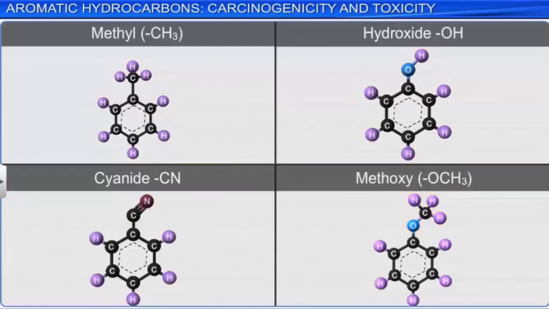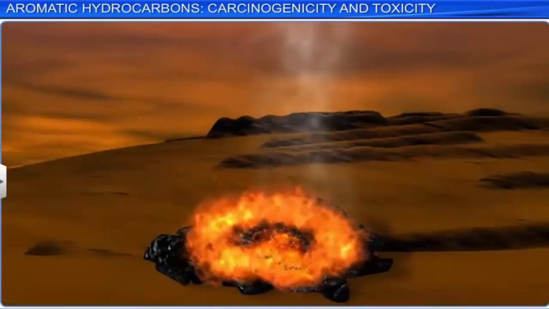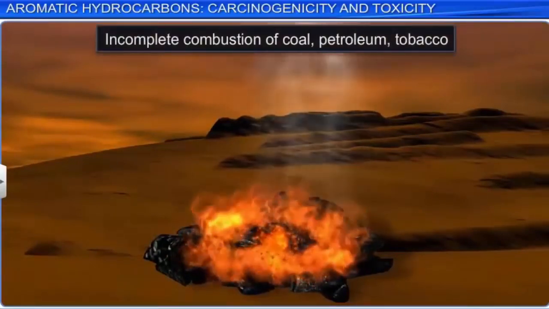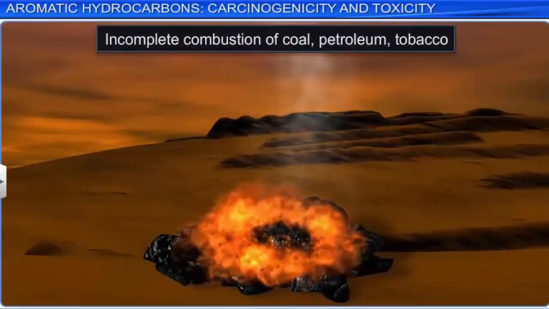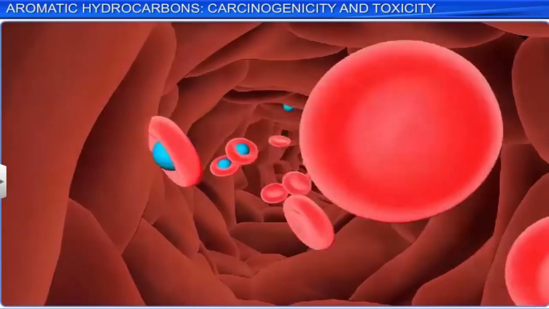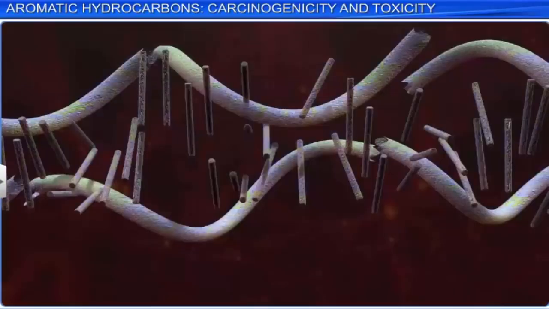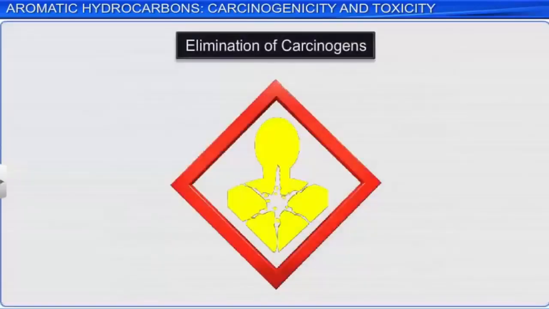These polynuclear aromatic hydrocarbons enter the environment due to the incomplete combustion of coal, petroleum, tobacco, etc. On entering the human body, these compounds undergo various biochemical reactions and damage DNA. This causes a sudden change in the DNA structure, leading to cancer. The elimination of carcinogens from the environment can reduce the incidence of cancer to a great extent.